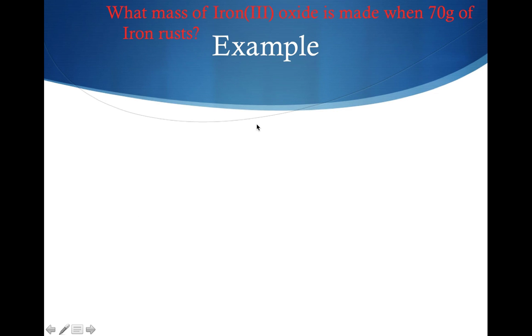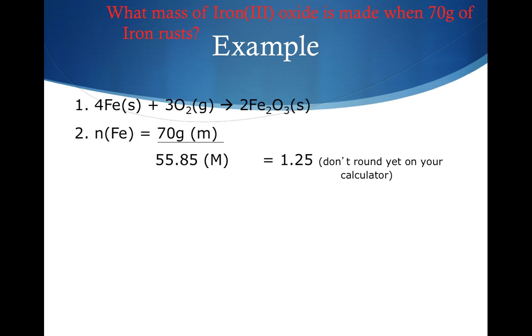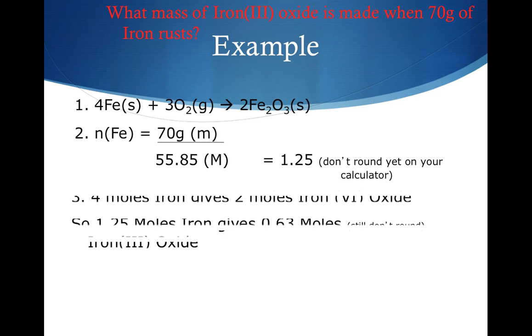So for instance, if I've got 70 grams of iron and I want to know what mass of iron 3 oxide is made when it rusts, we start by writing the equation. Well, actually, we start by making sure we get this formula for iron 3 oxide right, and then we balance our equation. And we make sure we remember that oxygen gas is diatomic. We then use the molar mass of iron to find its amount in mole. So 70 divided by 55.85. It's going to give you 1.25 mole. It's actually on your calculator going to have a much longer number than that, but you don't need to write down every digit. You do need to keep that number on your calculator to use in the next step though.